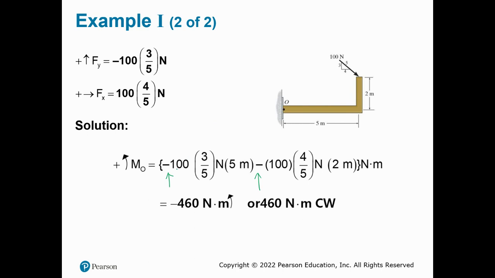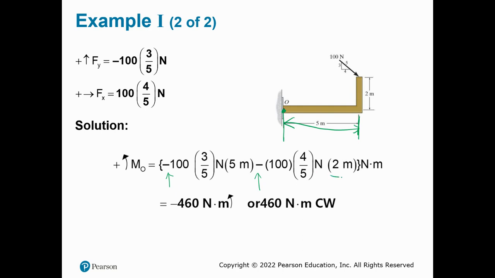So the 100 times 3 over 5, that is the y component. For the y component, what is it called, the perpendicular distance will be 5 meters. So this is the perpendicular distance from the point of rotation to the line of action of the force in the vertical direction.